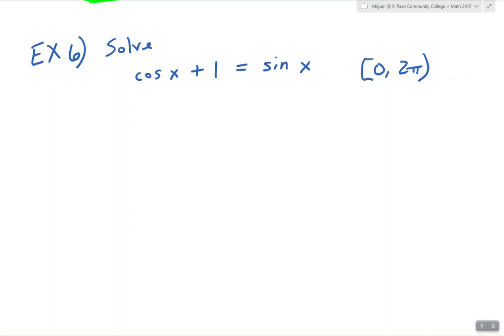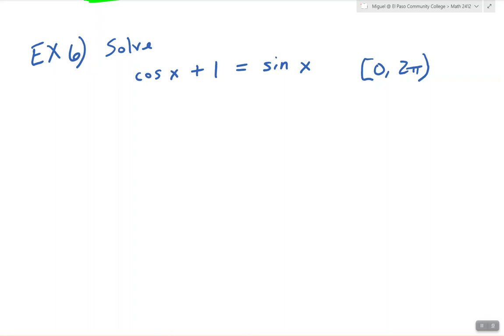And also we have more than one trig function. So it's not like I can just move the 1. If the sine was not in here, it'd be easy: just move the 1 to the right and then figure out cosine of what gives me -1. Does that make sense? So we have two trig functions here.